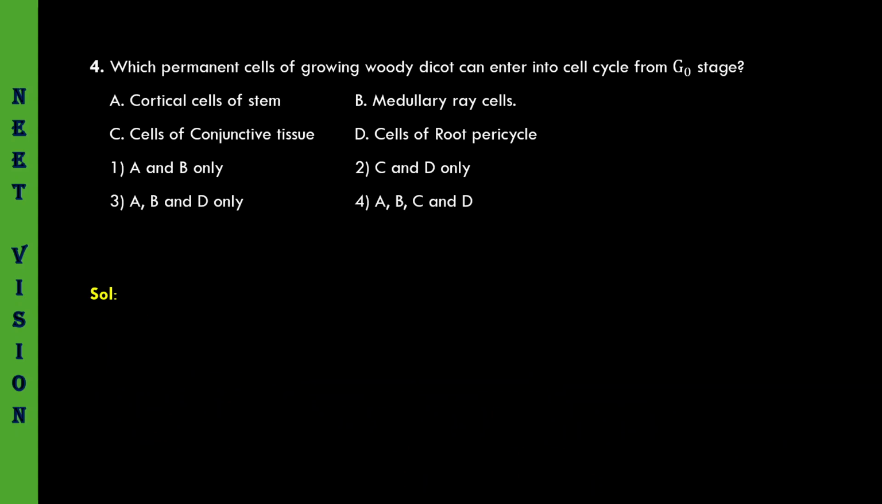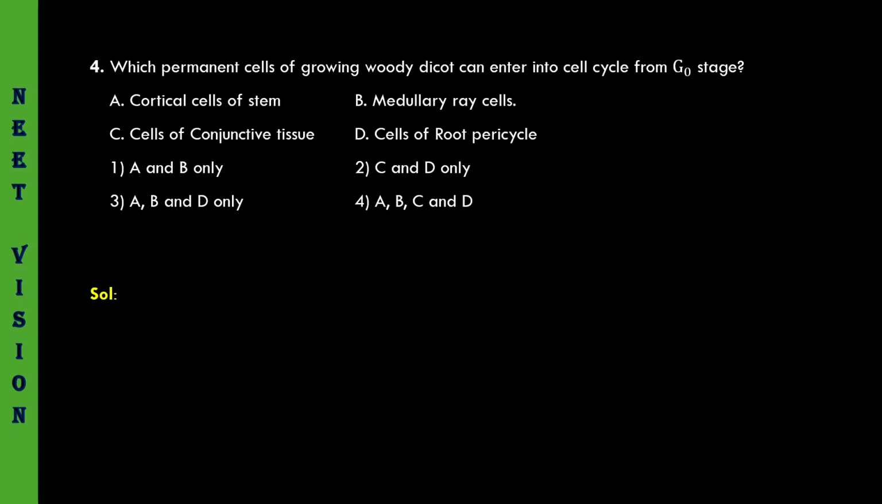Which permanent cells of growing woody dicot can enter into cell cycle from G0 stage? So it is something related to the entry of permanent living cells into cell cycle. Permanent living cells enter into cell cycle only during dedifferentiation. So then we have to identify which tissues re-enter into cell cycle during dedifferentiation in a woody dicot at the time of secondary growth.